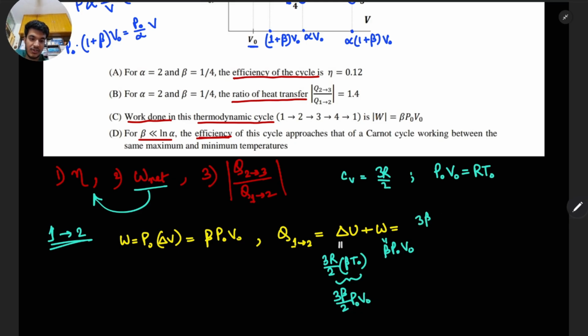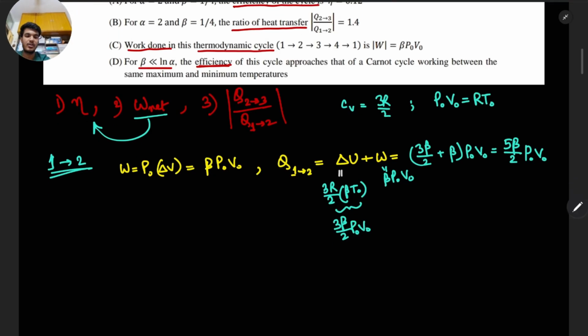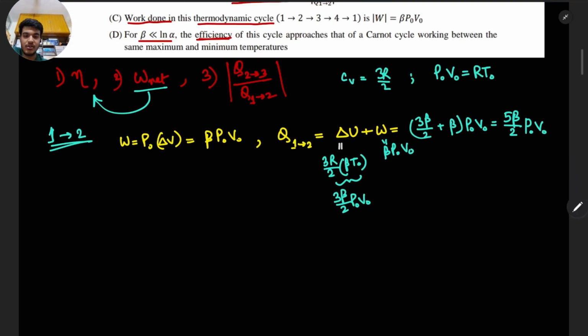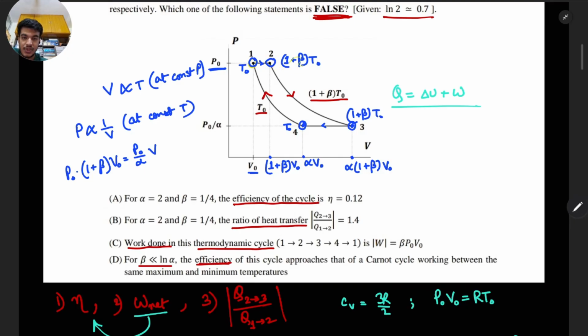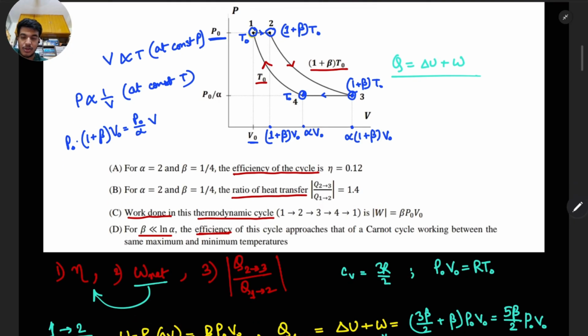So if I add this 3 beta by 2 plus beta P naught V naught, and from the first step we get 5 beta by 2 P naught V naught, right? So this is the heat change that we get here. Now let us focus on the next step, which is 2 to 3, and it is an isothermal process. As mentioned above, it is an isothermal process happening at 1 plus beta T naught temperature.